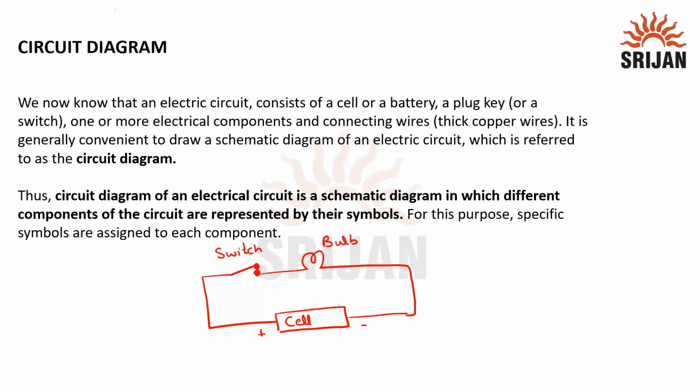Now, it is generally convenient to draw a schematic diagram of an electric circuit, which is generally referred to as circuit diagram. So what is a circuit diagram? A circuit diagram of an electric circuit is a schematic diagram in which different components of the circuit are represented by their symbols. For this purpose, specific symbols are assigned to each component. Now in the next slide, let us see some symbols of some electrical components which are used in circuit diagrams.